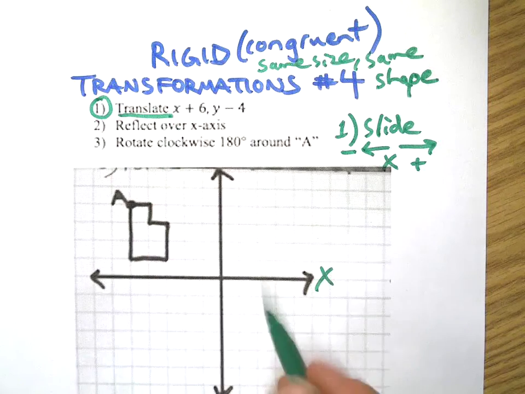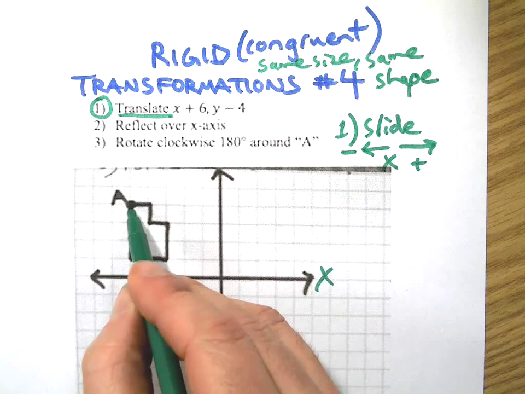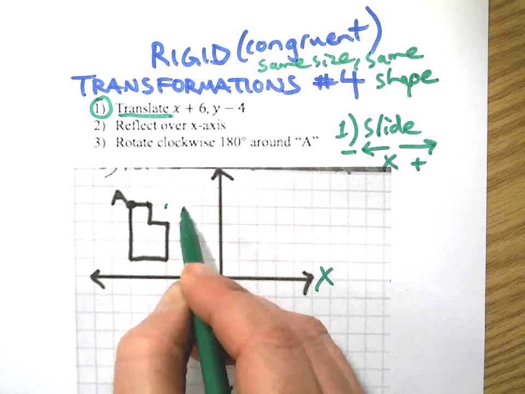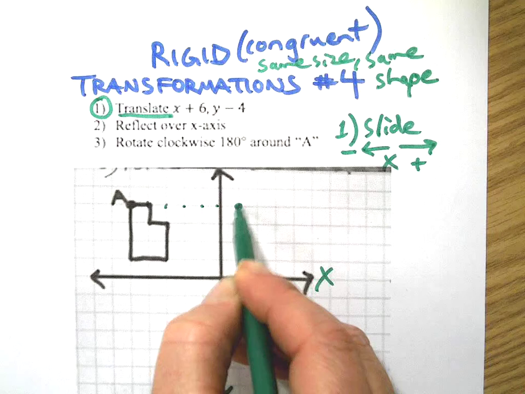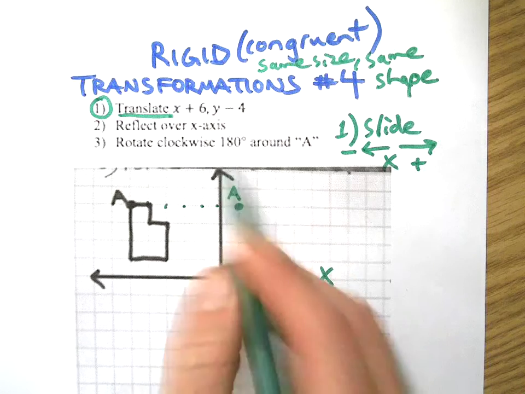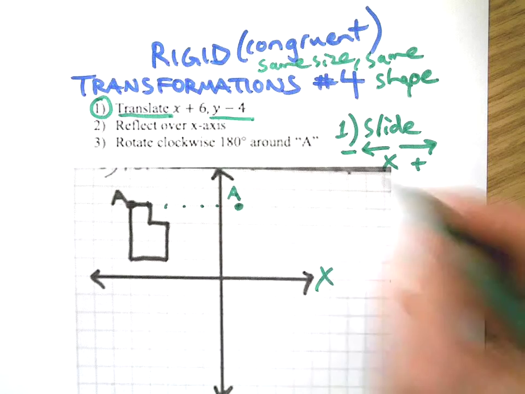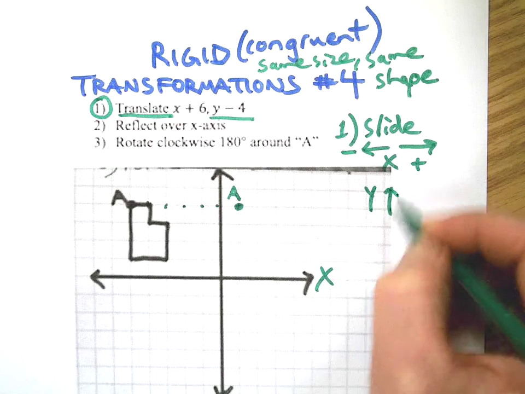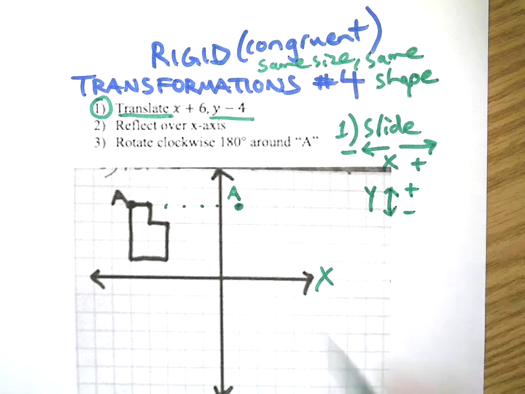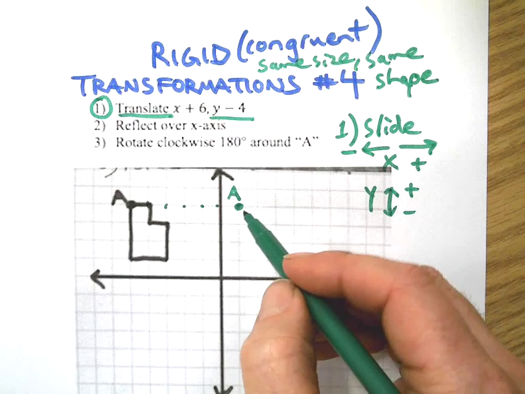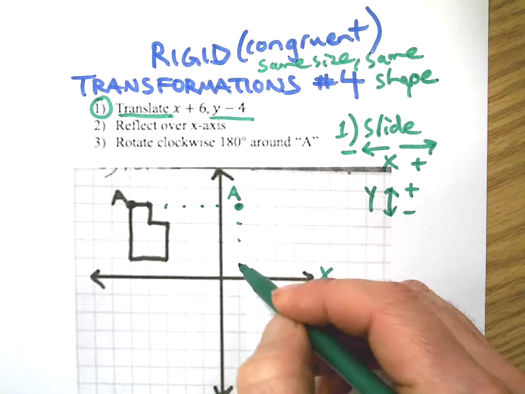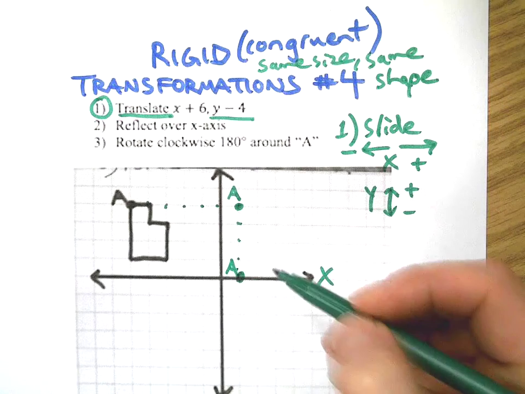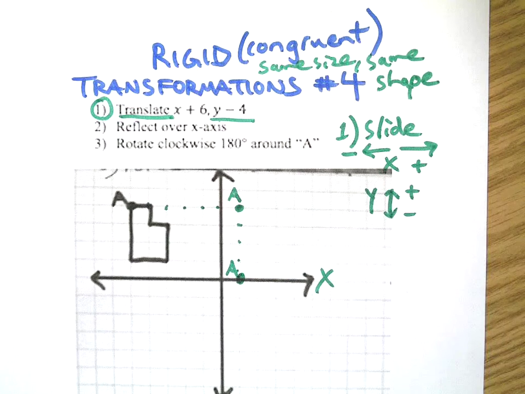So if I'm going to slide right, plus 6, I'm going to take my point A here and use that as a point of reference, okay? 1, 2, 3, 4, 5, 6. My point A ends up there. And then it says y minus 4, which means y is either going up or down. Up is positive, down is negative. So starting at this point, I'm going y minus 4. 1, 2, 3, 4. And my point A ends up right there on the x-axis. That takes care of step 1.